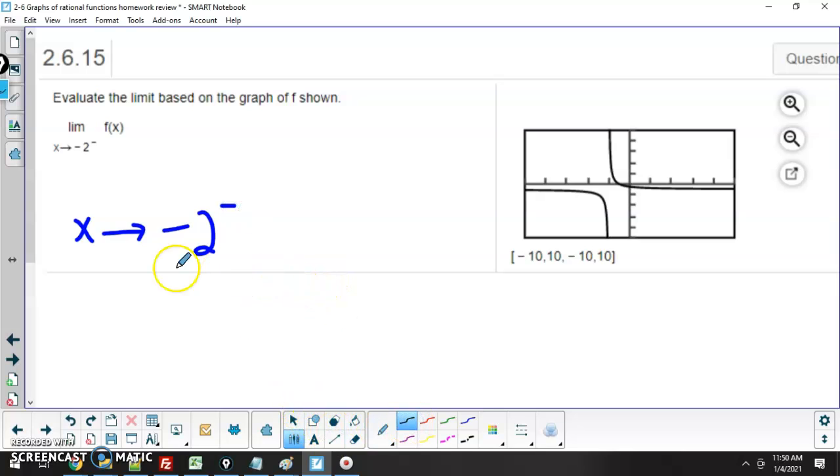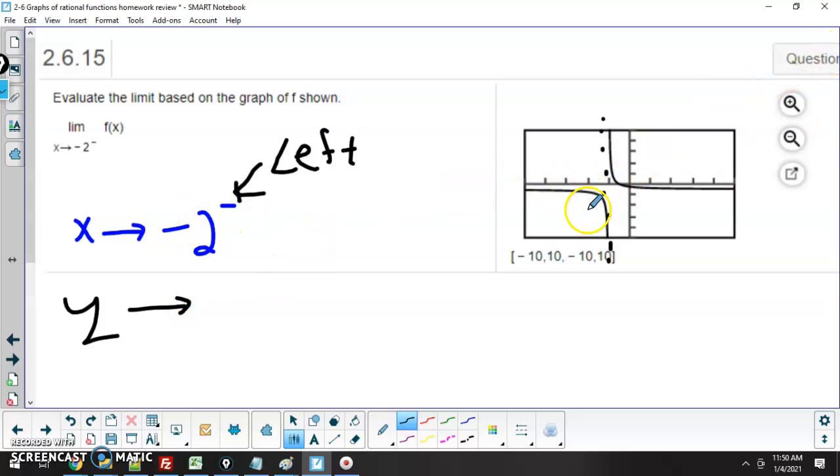So remember, this is describing a vertical asymptote, and you want to figure out what the graph is doing as it approaches the vertical asymptote from either the left side or the right side. Because it has a minus sign here, this minus sign means you're looking as it approaches the vertical asymptote from the left. So what you're trying to figure out is what y is doing as x goes to -2 from the left side. And you see, if we follow this, y is going down, down, down, down, down to -infinity.